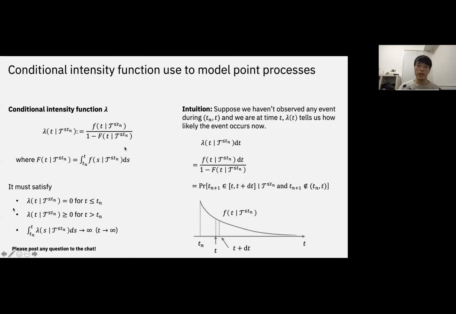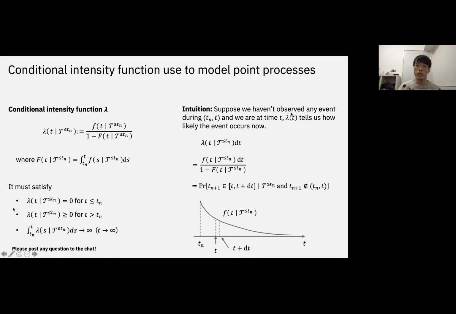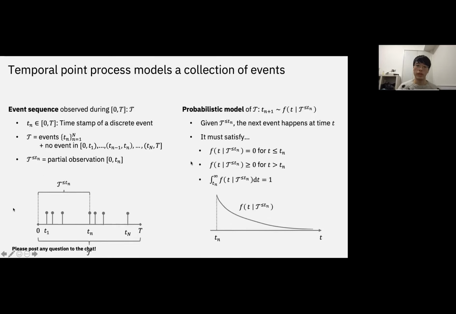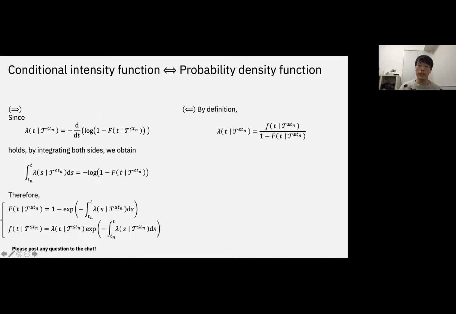So in summary, although we can model an event sequence by using a probability density function, it is more common and convenient to model it by directly modeling the conditional intensity function, because it is more intuitive, and also the constraints are more similar to those imposed on probability density functions. So these three constraints are safely translated into these three constraints. So in order to model a point process, a conditional intensity function is often used. I want to mention that these two formulations are equivalent.